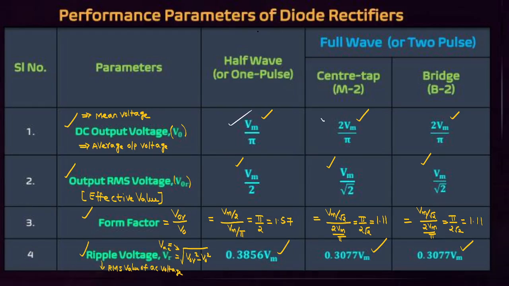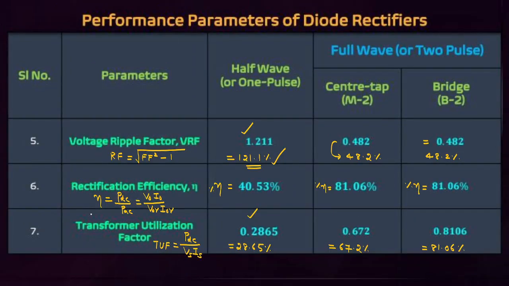This is the average output voltage for half wave, midpoint and bridge. This is the RMS voltage for half wave, midpoint and bridge. Form factor is 1.57, 1.11, 1.11. Ripple voltage is 0.386, 0.3077, 0.3077. Ripple factor: the half wave rectifier has the highest ripple factor, 121%, but the others are 48.2%.